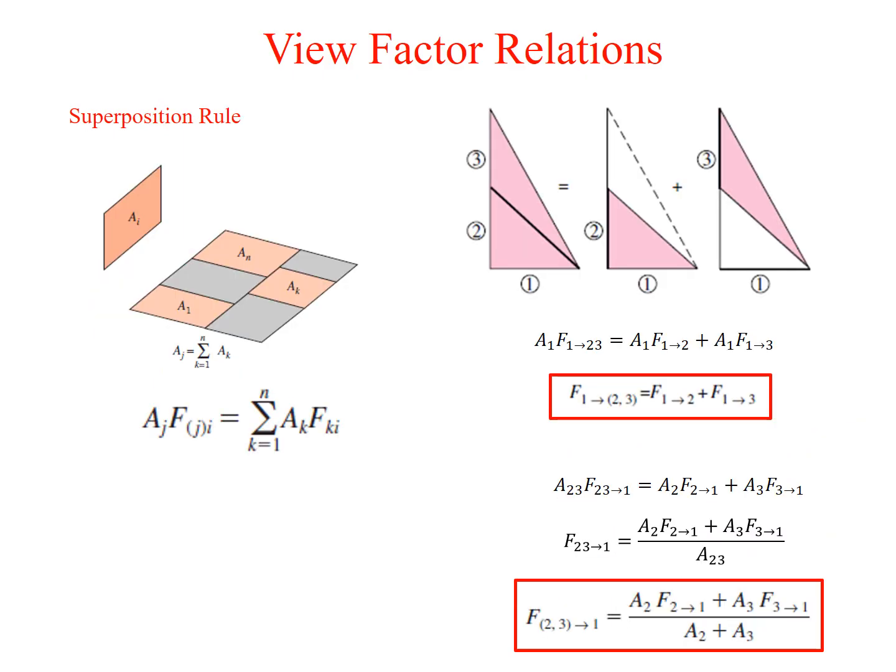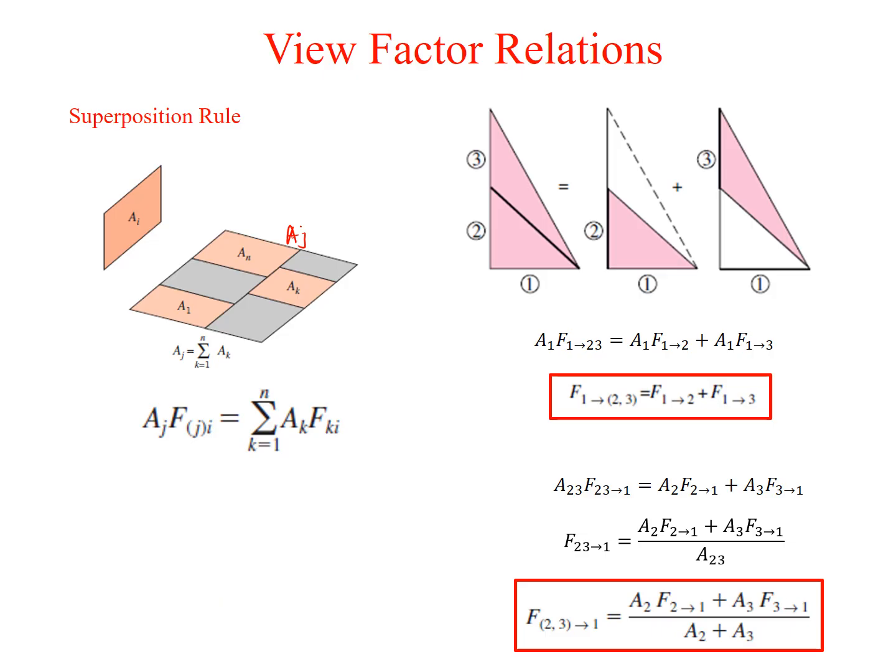Another rule that we use is called the superposition rule. In this rule, we have an area called AJ, which is this area here, and it's divided into all these different areas. If I want to write the relation from AI to AJ, it's much easier to deal with because AI is one area, and the radiation from AI to AJ is basically equal to the radiation to all of these little areas. But writing the opposite is a little bit different.